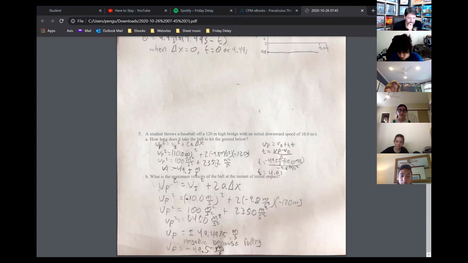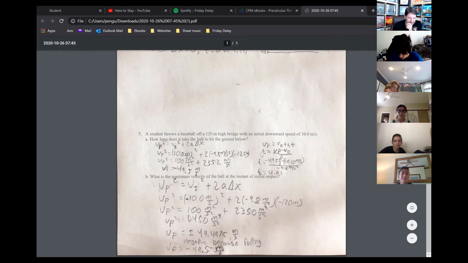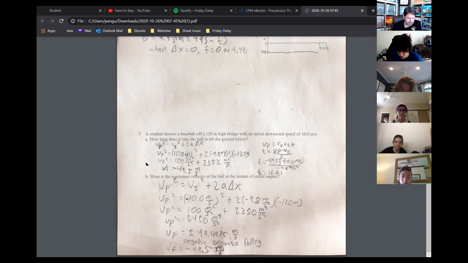I don't know what else to say. Should I describe the? No, well, I think that's clear. We can see the work. It just gives people time to absorb it a little bit. Okay. I guess for this part between these two steps, it was positive, but when I square rooted it, it became plus or minus. We took the negative one because it's falling downwards.